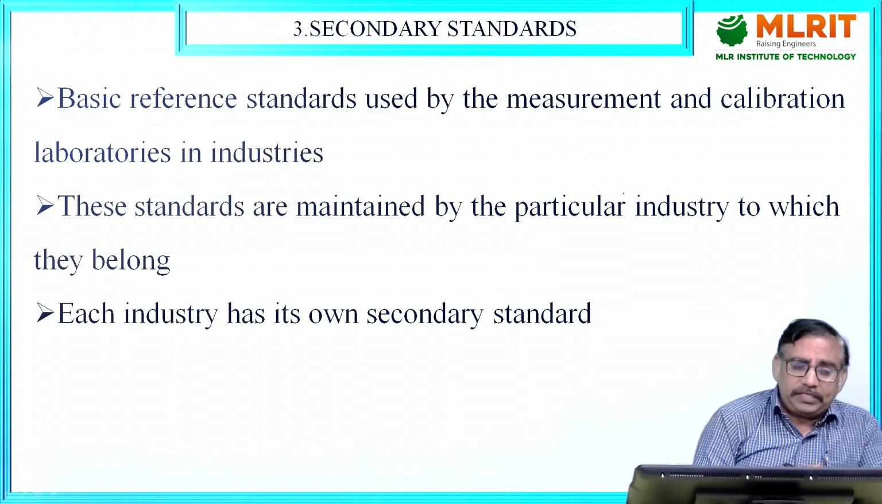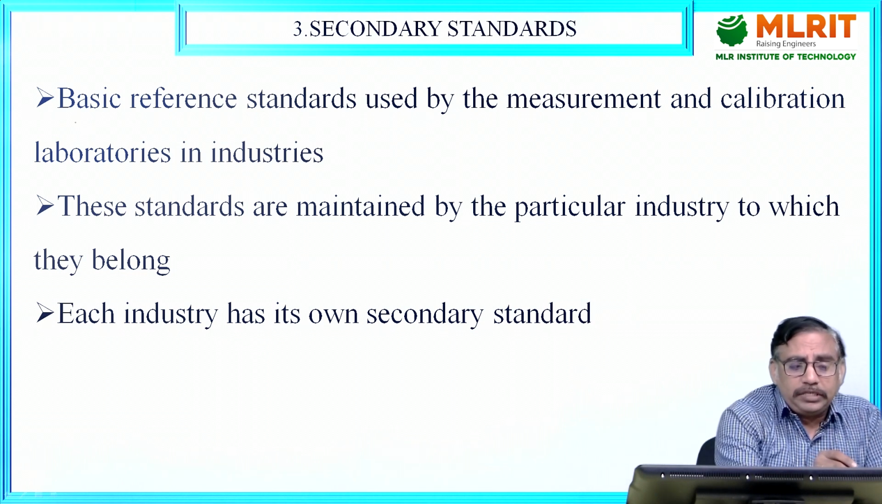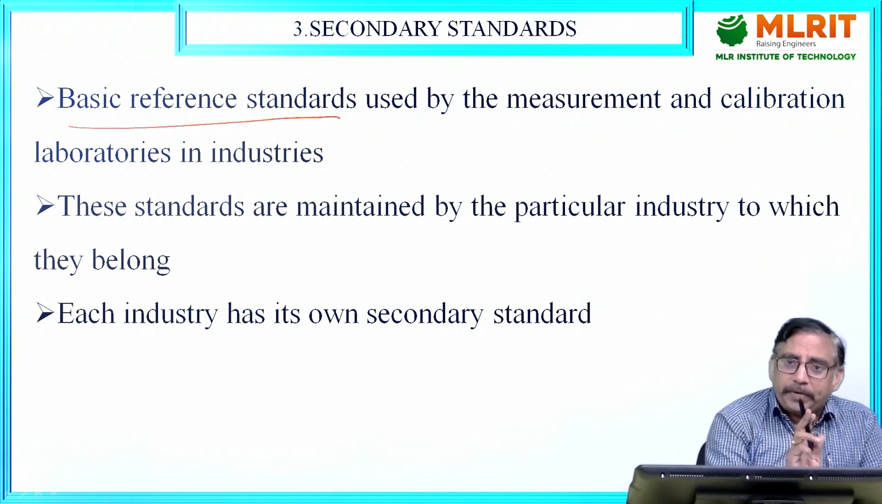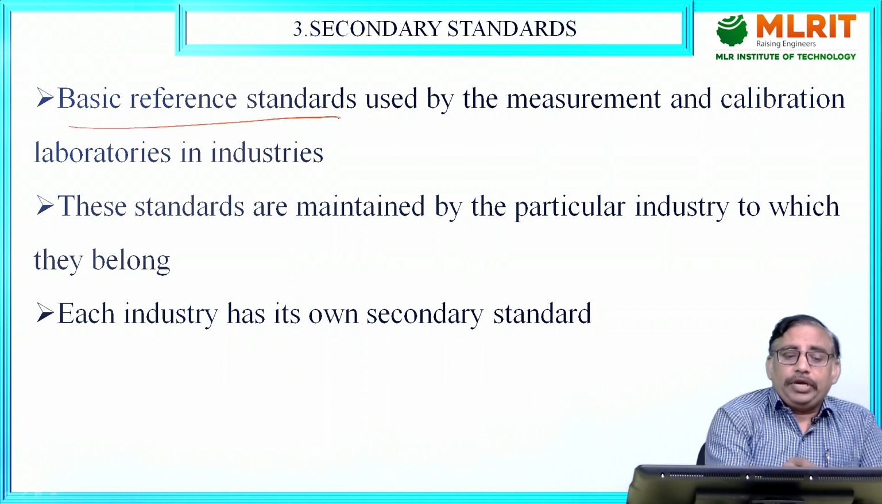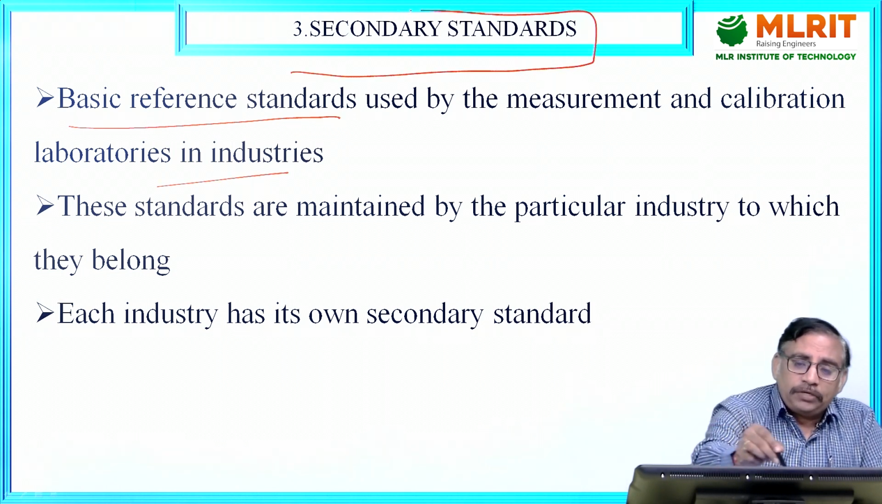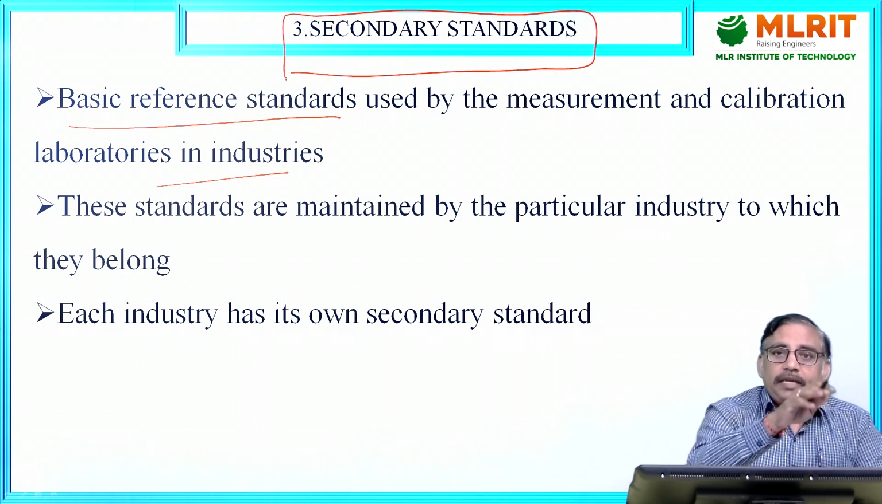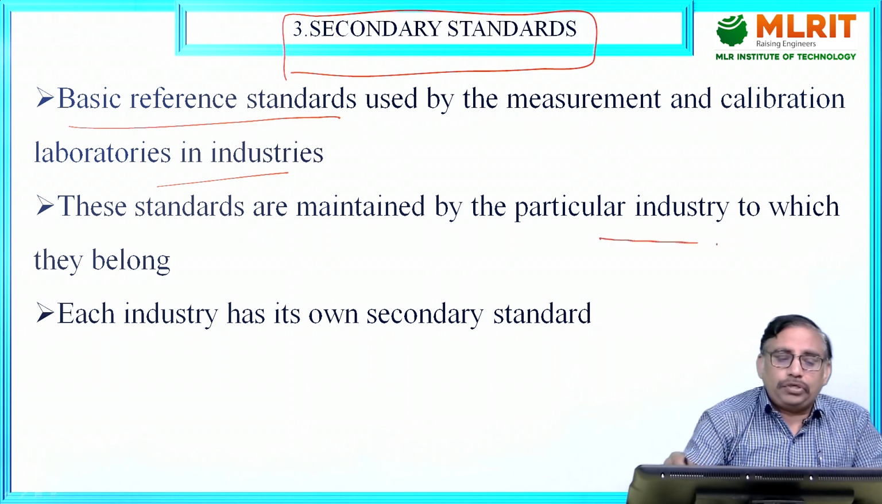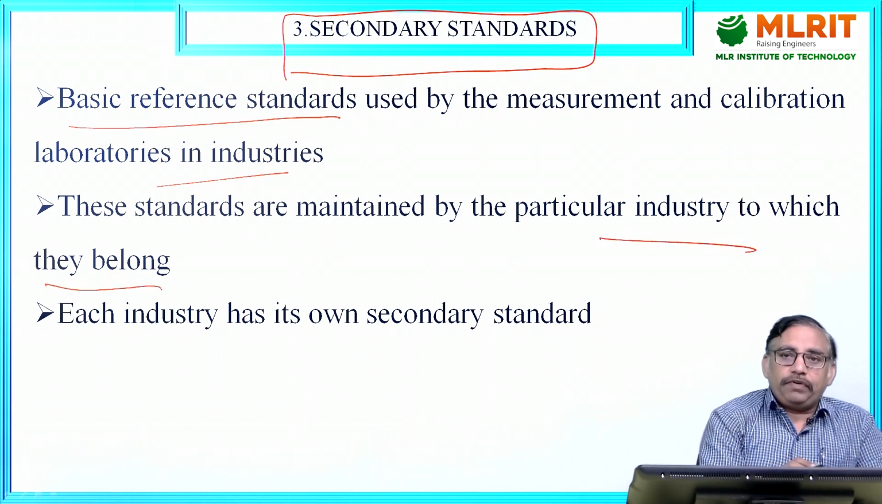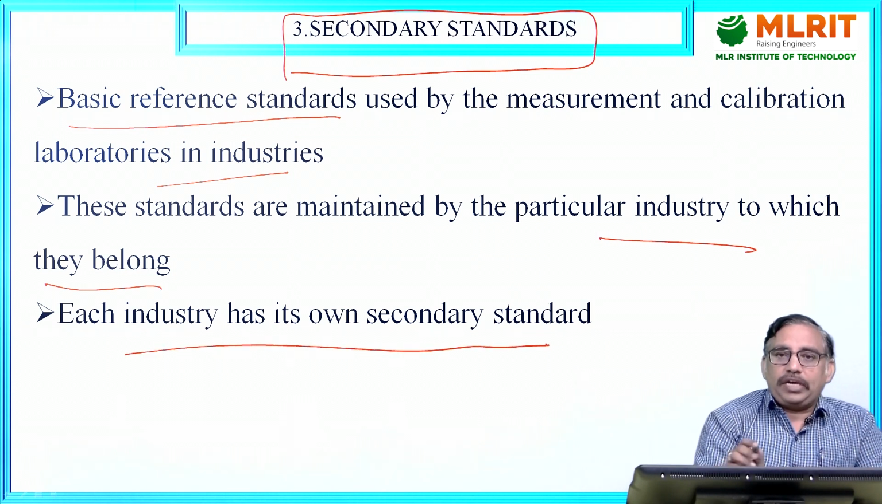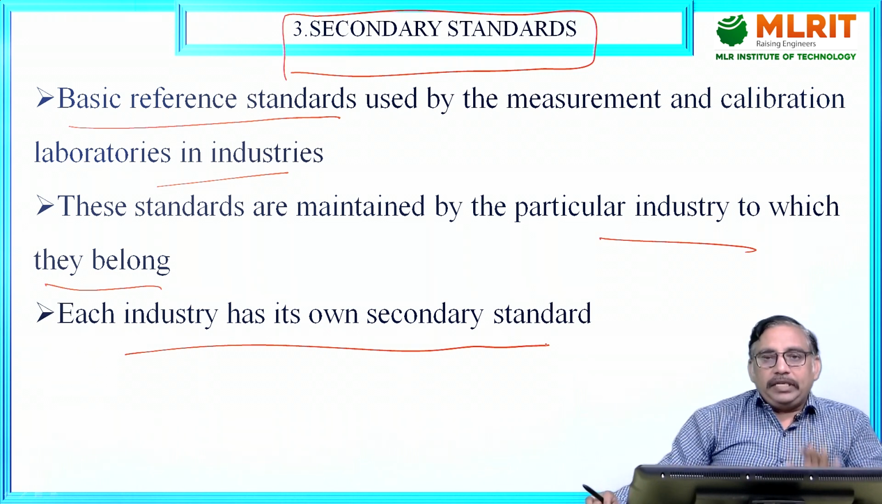Coming to the secondary standards, these are the basic reference standards used by the measurement and calibration laboratories in industries. But remember, before going for secondary standards, we always go for the primary standard, and then they can be derived to the secondary standards. These standards are maintained by the particular industry to which they belong. Every industry has its own secondary standard. Every industry has its own standard laboratory, a small lab. But these labs are aligned with the national lab.